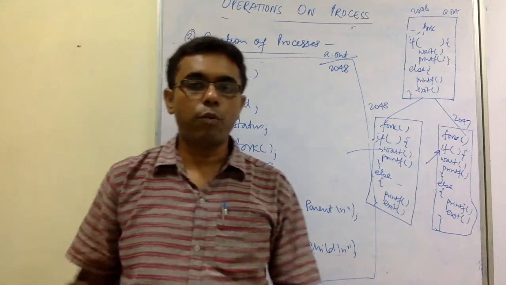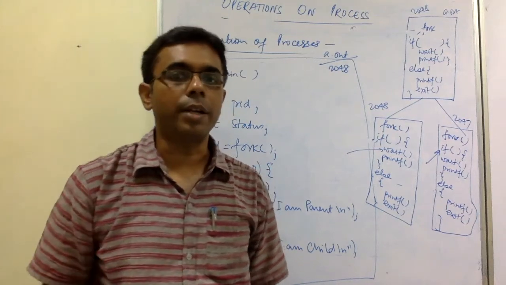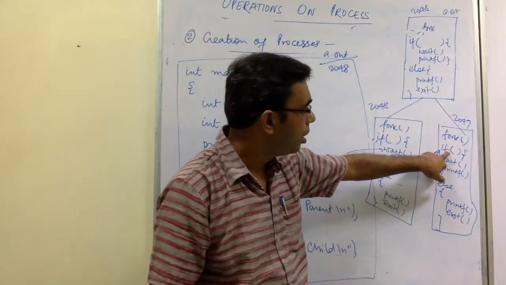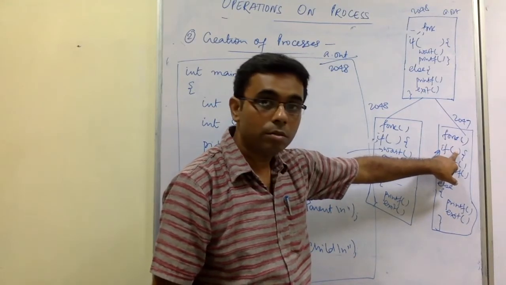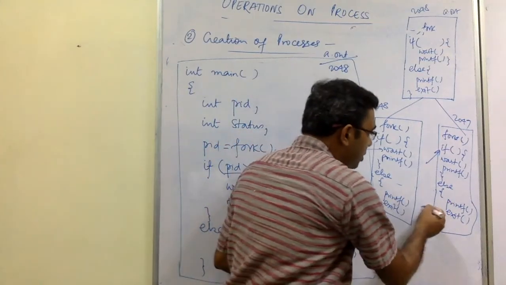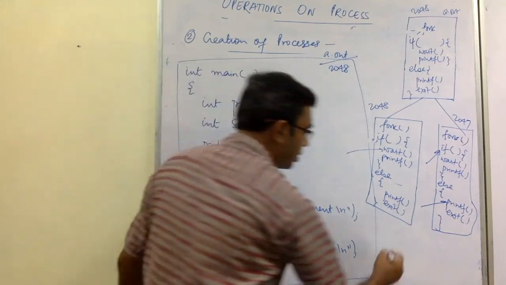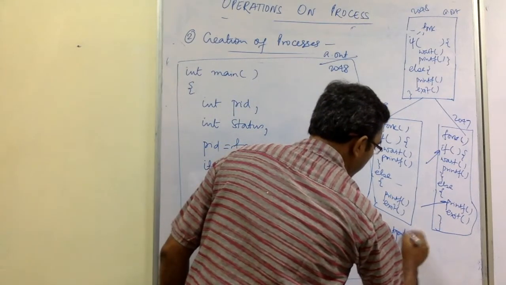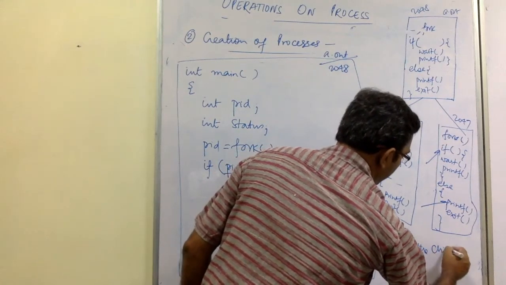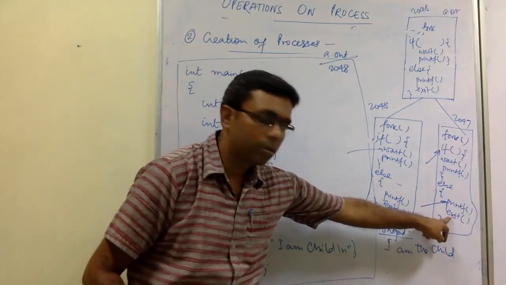The moment it is forced to wait, the scheduler picks up the child process and allows it to get executed. So the child process starts execution from this instruction. It sees that this if condition is false, so it falls into this else block and starts executing this printf. So what it prints is this line, that is, it prints I am the child. Okay, and then it comes out.